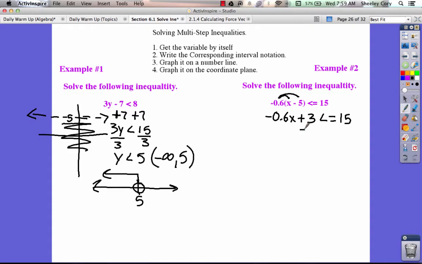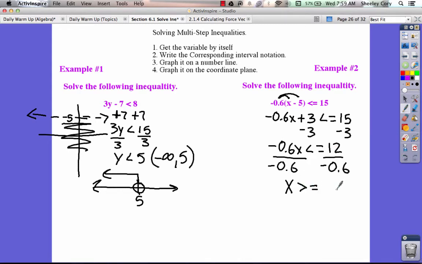Now we're going to subtract 3 from both sides, trying to isolate the variable. So you get negative 0.6x less than or equal to 12. And now we're going to divide by negative 0.6. Now notice we're dividing by a negative. From the last section, when we multiply or divide by a negative, we're going to flip the sign. So x, you flip the sign, is now greater than or equal to 12 divided by negative 0.6. If I plug that in my calculator, it gives me negative 20. So x has to be greater than or equal to negative 20.